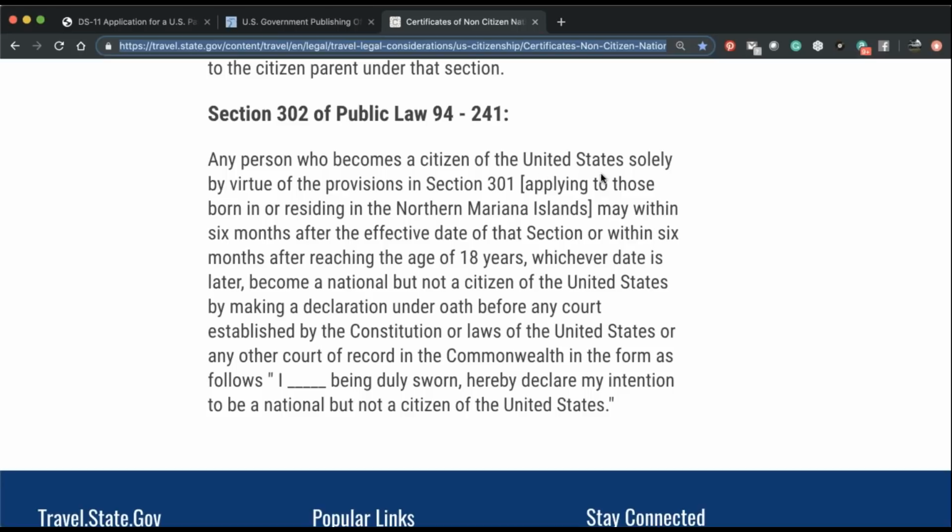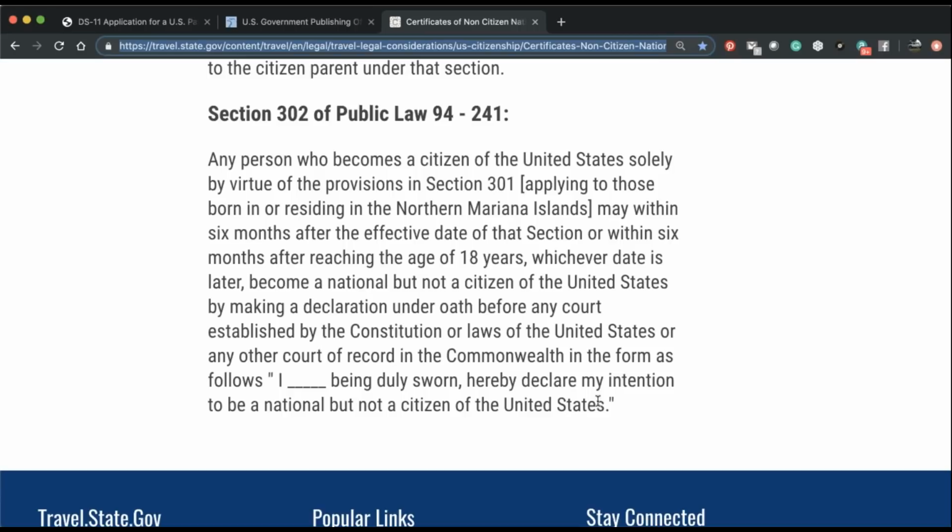Any person who becomes a citizen of the United States solely by virtue of provisions in Section 301 may, within 6 months after the effective date of that section or within 6 months after reaching the age of 18 years, whichever date is later, become a national but not a citizen of the United States by making a declaration under oath before any court established by the Constitution or laws of the United States or any other court of record in the Commonwealth in the form as follows. I, whatever your name is, for the sake of this conversation, I, Akeem L, being duly sworn, hereby declare my intentions to be a national but not a citizen of the United States.